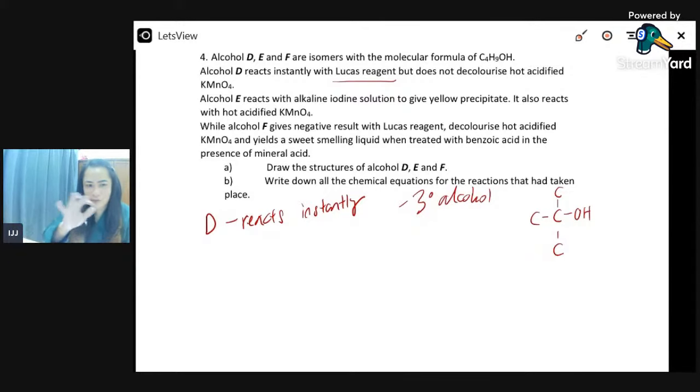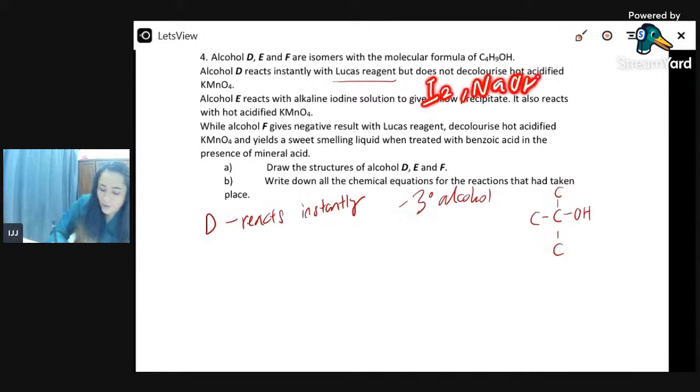See? So you get the skeleton, so this is D. Then alcohol E, and D you have already got, then you go to the next one. Alcohol E reacts with alkaline iodine solution. And you have to state what alkaline iodine solution is. Okay, that is actually iodine in NaOH.